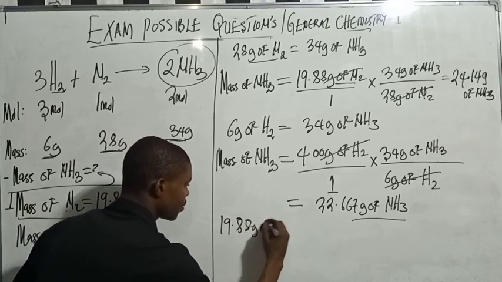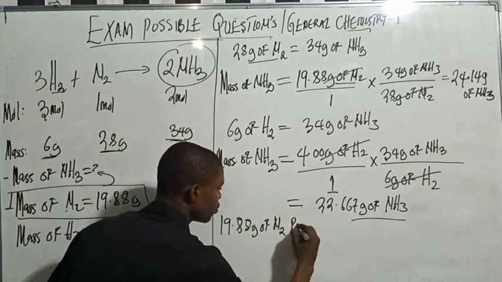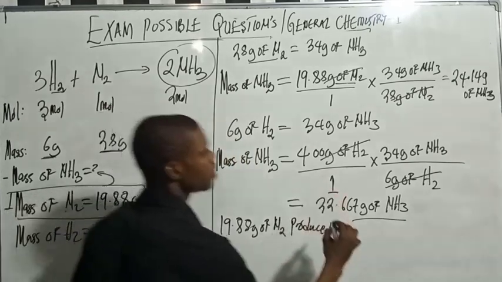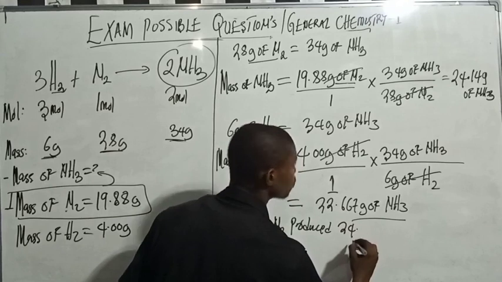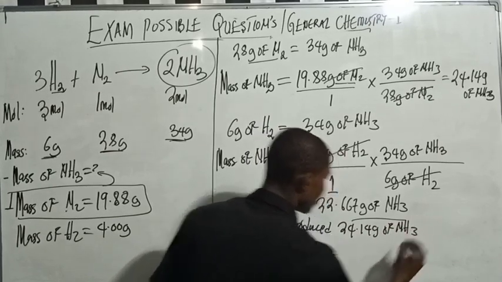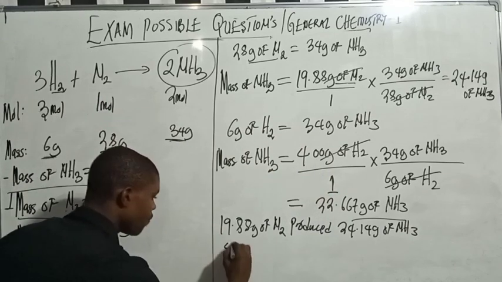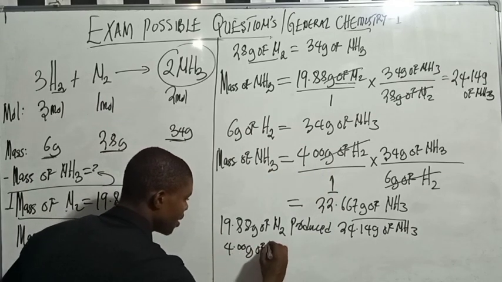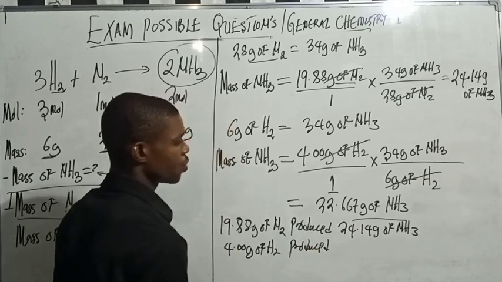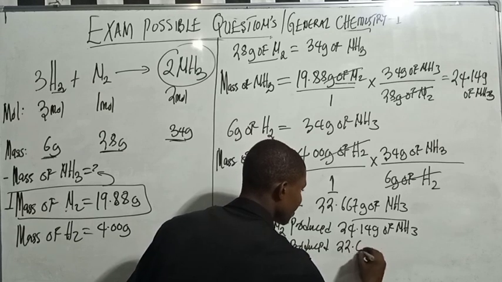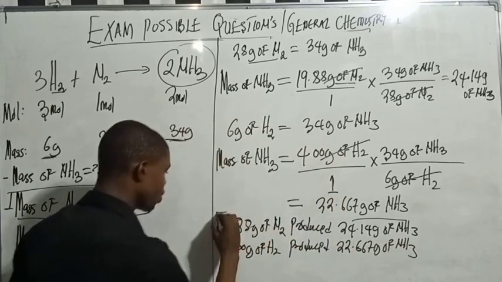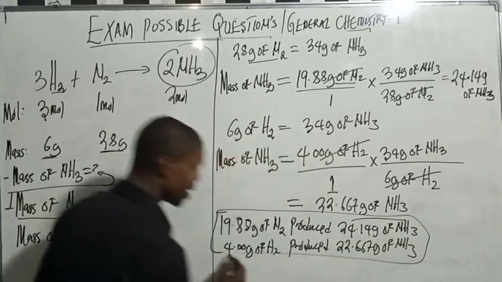90.88 gram of N2 produces 24.14 gram of NH3. And you can see that 4.00 gram of H2 produces 22.667 gram of NH3. Do you see that? So you need to write it out like this.